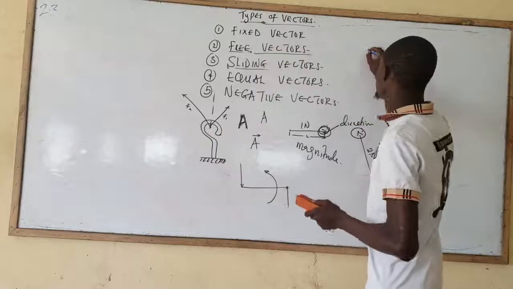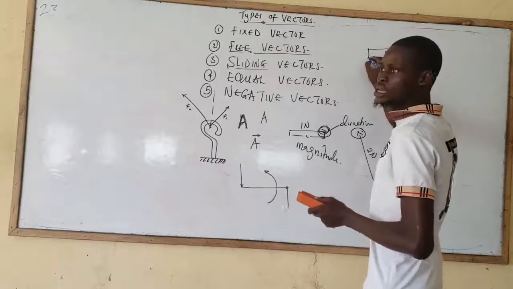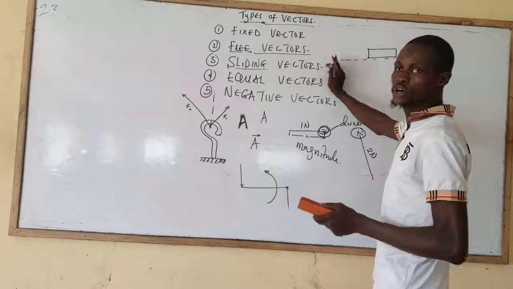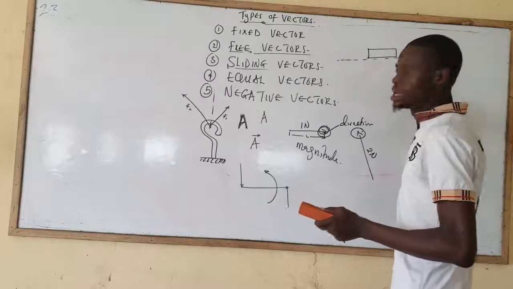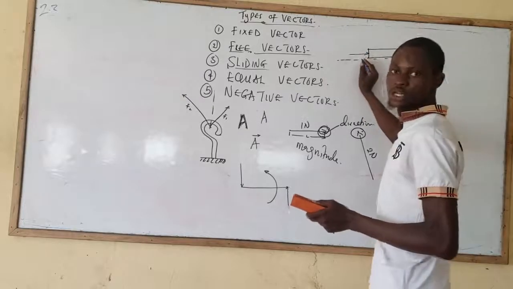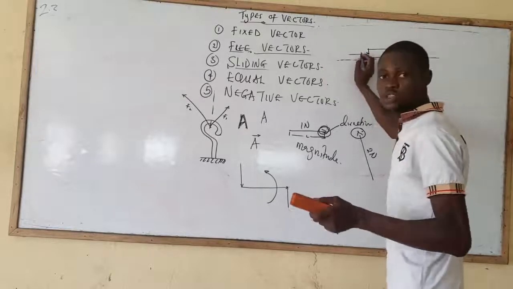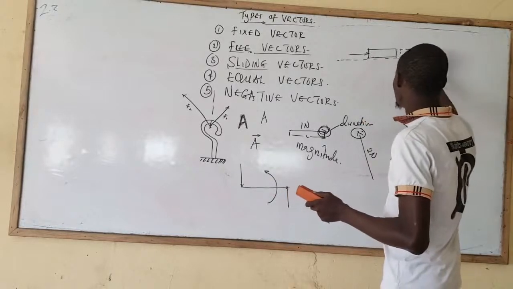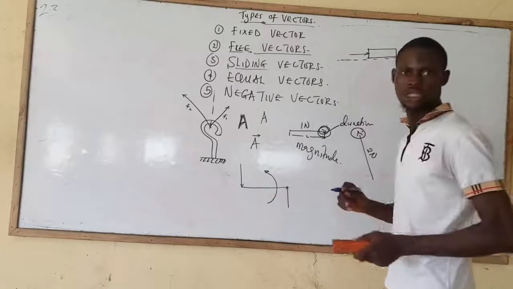Let me say we have a body that is at rest here. Now, if the line of action of the force is along this direction, I can exert a force on this rigid body to make it slide from this position to a new position in this place here.